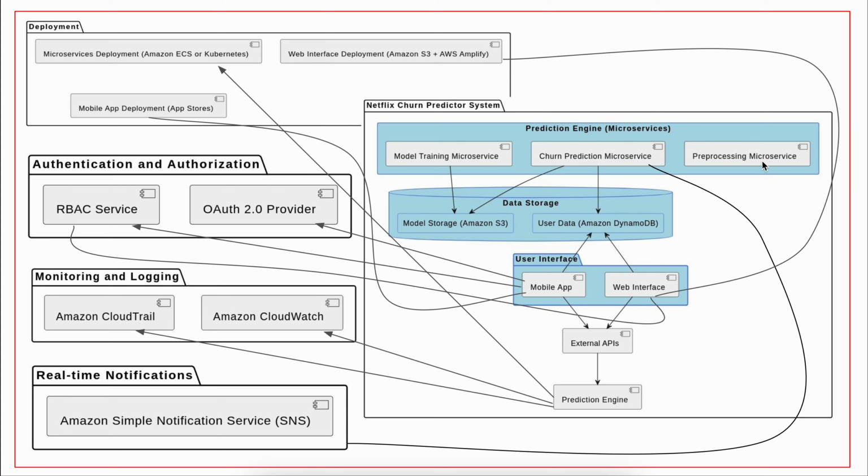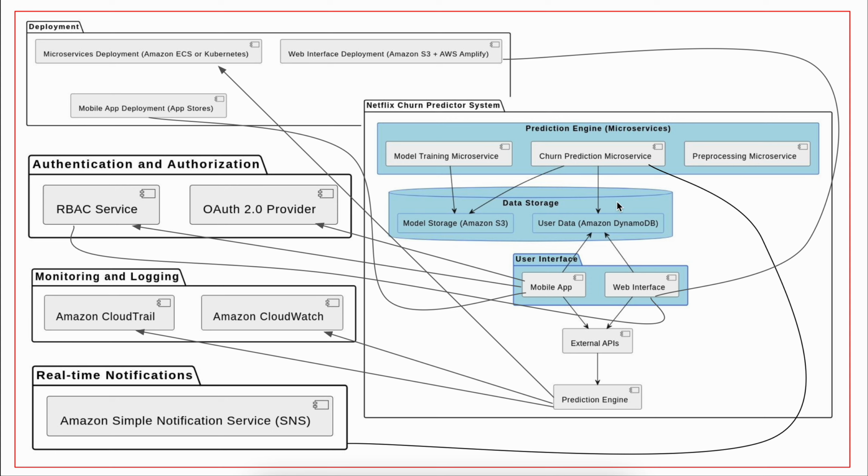Third would be the pre-processing microservice. Basically, data needs to be cleaned and pre-processed before it can be used for training or prediction. So this microservice handles tasks such as data normalization and handling missing values, whether they are null values, inappropriate values, or values that do not make any sense, in order to make for better extraction. That would be the prediction engine, the machine learning model.